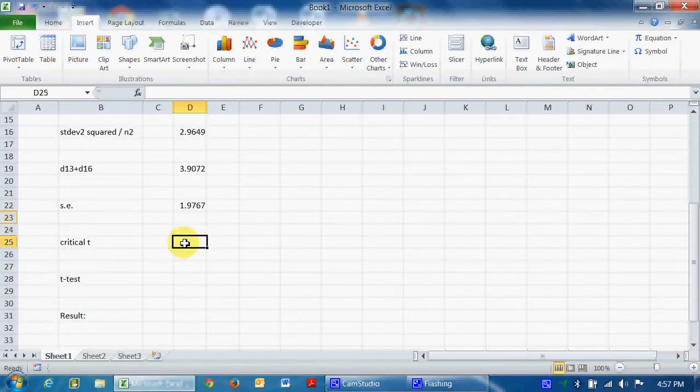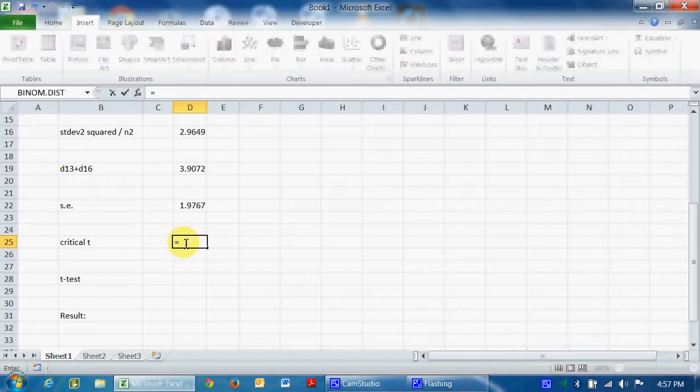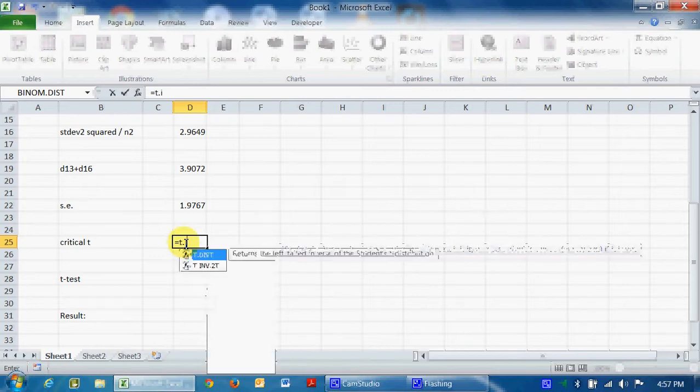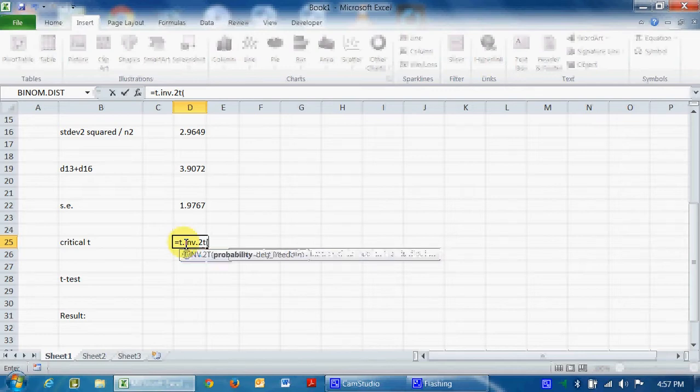We're going to use that T inverse equation we did from the last chapter, rather than, as the book says, just put in 1.96 or look it up in the chart at the back. I think this way is easier because you don't need to look anything up. T.INV.2T, open parentheses, 0.05 comma, degrees of freedom is going to be your numbers minus 2, since we have two lists.